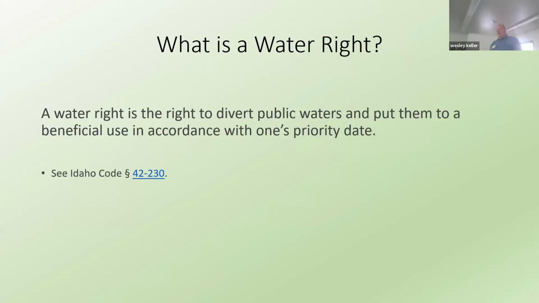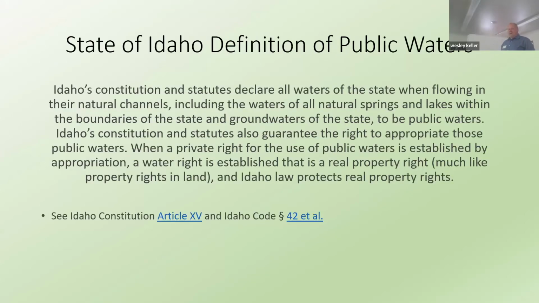So first, what is a water right? A water right is a right to divert public waters and put them to a beneficial use in accordance with one's priority date. Next slide. So what does Idaho consider public waters?